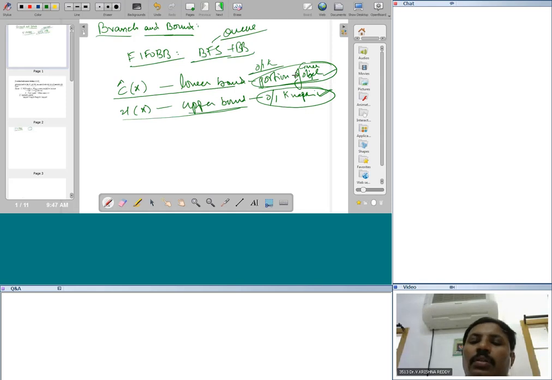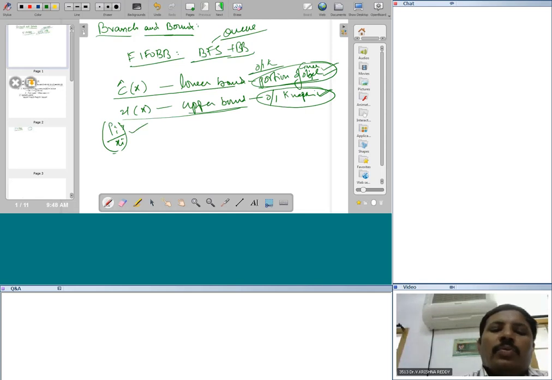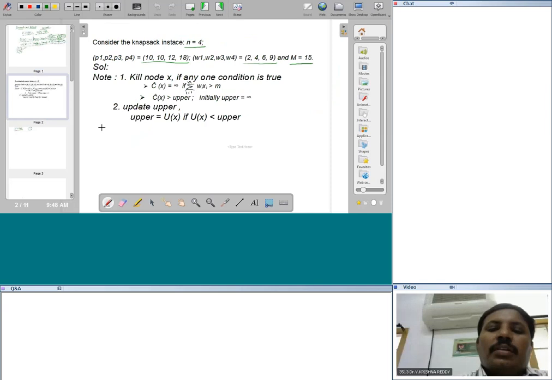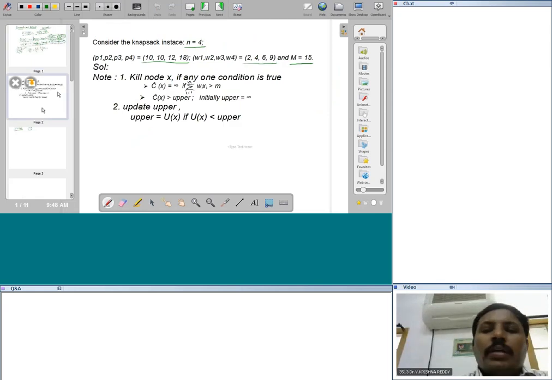Sir, in the greedy method we are using a technique, the selection of the objects in a particular order, and directly we get the optimal solution. Is it right or not? In the greedy method we are calculating the pi by wi value. Which objects do you have to consider first to get the maximum profit value in the greedy method? The pi by wi value. So what are the values? Weights 2, 4, 6, 9, profits 10, 10, 12, 18. So what is the pi by wi calculation? 10 by 2, 10 by 4, 12 by 6, is it right or not? 12 by 6 and 18 by 9.